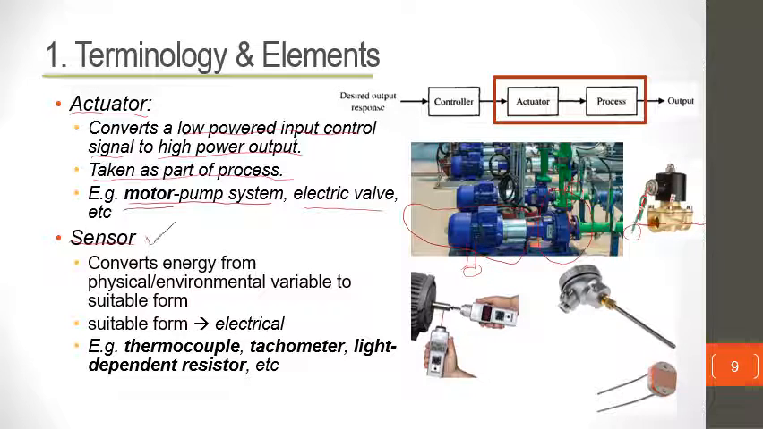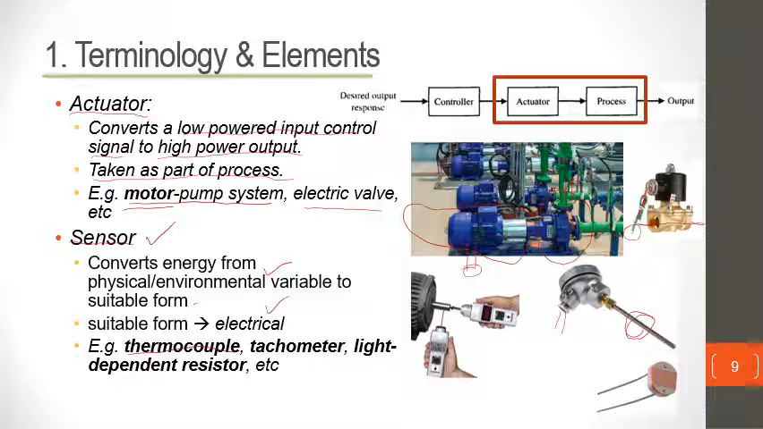And now, speaking about the sensors, sensors are the other type of subsystem in a control system, which we need in order to get feedback information. A sensor is a typical subsystem which converts energy from a physical variable into a suitable form. In most cases, this suitable form needs to be electrical. A good example here would be a thermocouple. A thermocouple converts the temperature that's on the rod into an electrical signal.